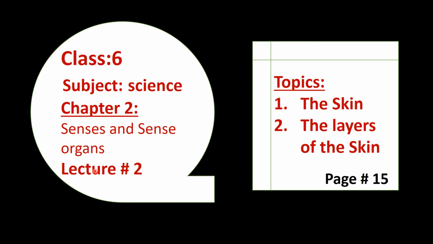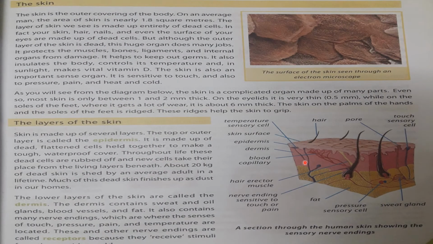Today we are having lecture number 2 taken from chapter number 2, Senses and Sense Organs, and we are going to discuss two topics today. Number 1, the skin. Number 2, the layers of the skin. Both these topics are on page 15 of your book. Dear students, this is page 15 of your book. I'll explain all the points on this page. You should underline important words and points after my lecture is over.